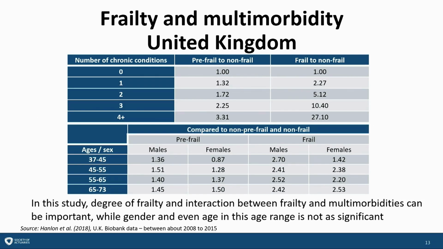This is a study from the United Kingdom, from the Biobank database between 2008 and 2015. There are some interesting relationships. This takes into account the pre-frail or frailty and non-frailty. This is the top part. And you can see that as the number of chronic conditions increases, the relativities to the non-frail individual increases. The bottom part, you compare it by age. Particularly when you adjust, or between males and females, you see that it's not as sensitive as you might expect.